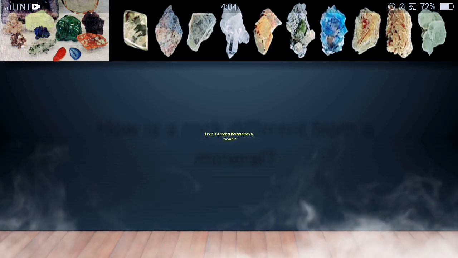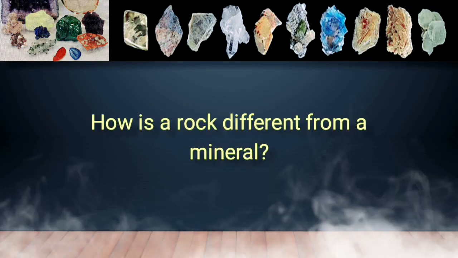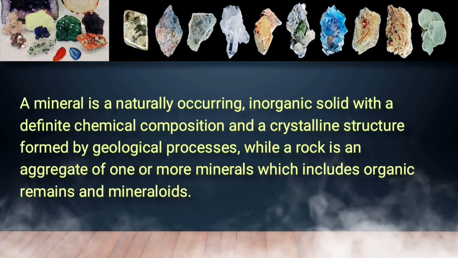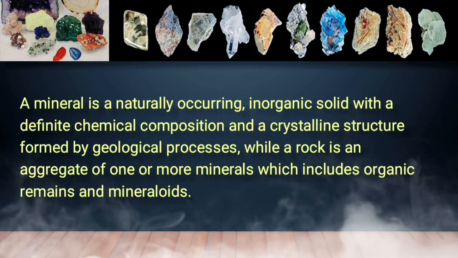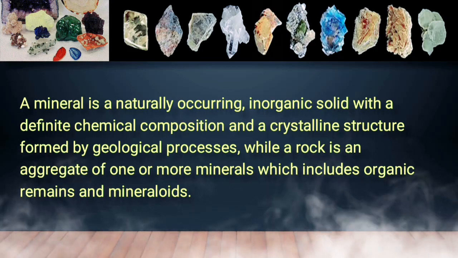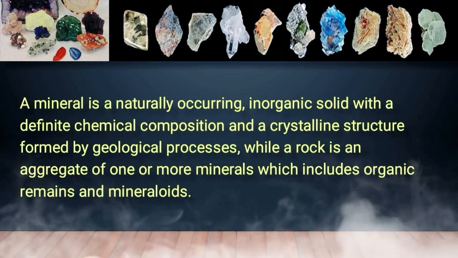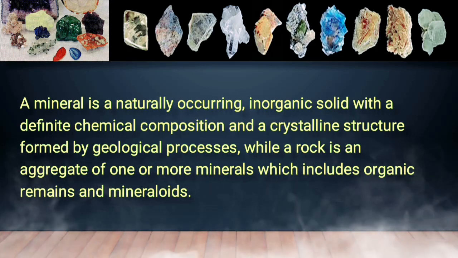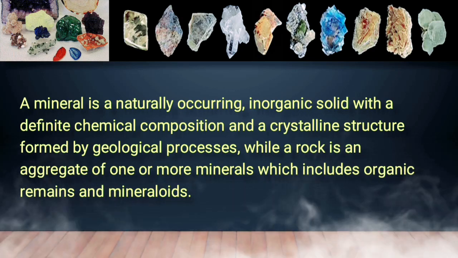How is a rock different from a mineral? In our previous discussion, a mineral is a naturally occurring inorganic solid with a definite chemical composition and a crystalline structure formed by geological processes, while a rock is an aggregate or combination of one or more minerals, which includes organic remains and mineraloids.